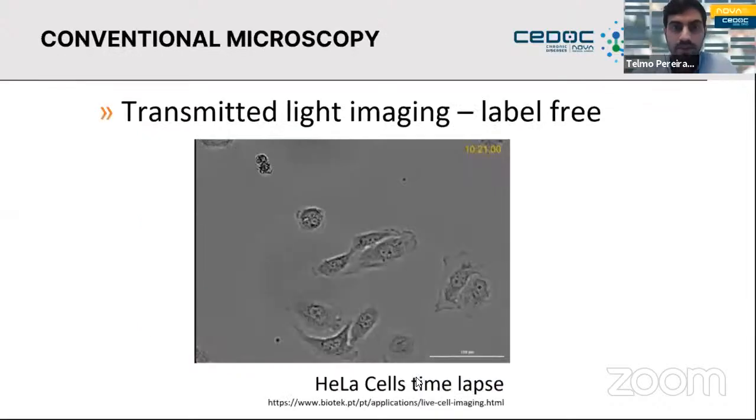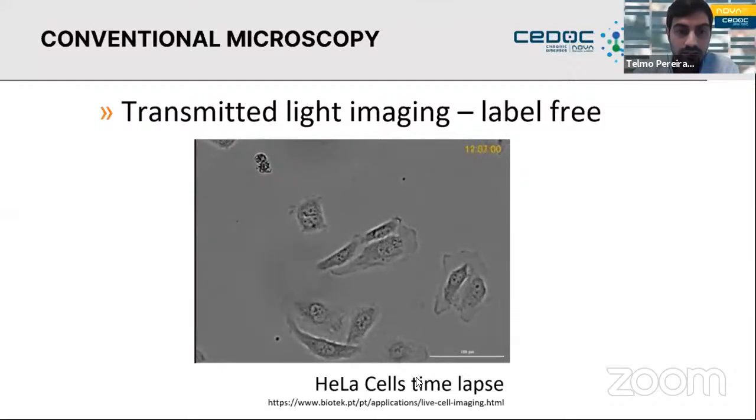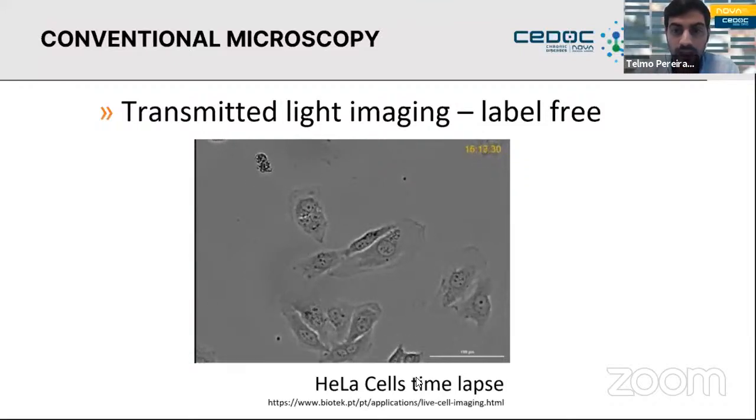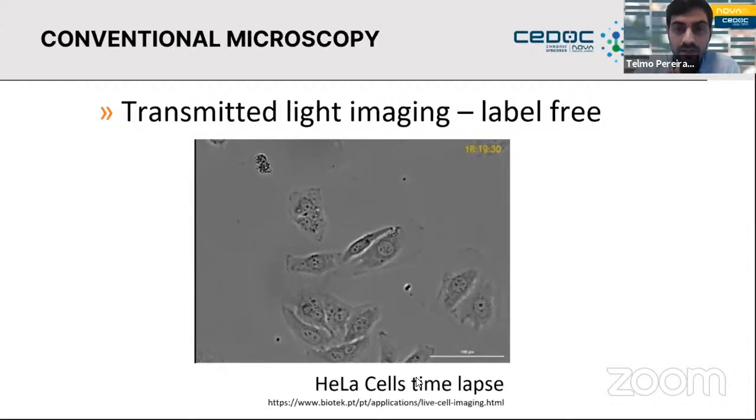Okay, so starting at the beginning. So with conventional microscopy or transmitted light microscopy, which is a label-free technique, you can observe already many things. So for example, in this case, you can see HeLa cells, so a time lapse, you can see cells dividing, the cells moving, you can count the cells, you can see them growing. So you can do this without any problem.